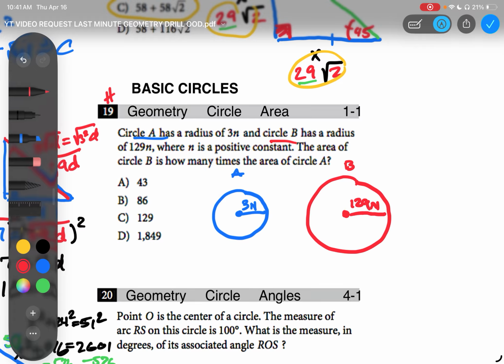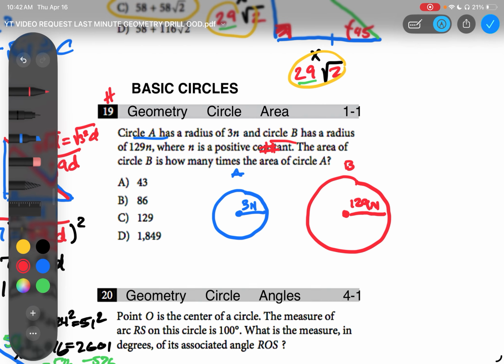All right, cool. I just drew it. Where N is a positive what? Is a positive number. Constant. Whenever you see the word constant, just put number. All right, now they're saying the area of circle B is how many times the area of circle A? This is a hard question because they're using that N.